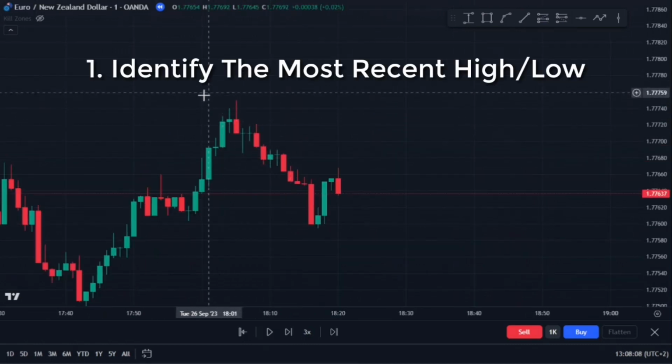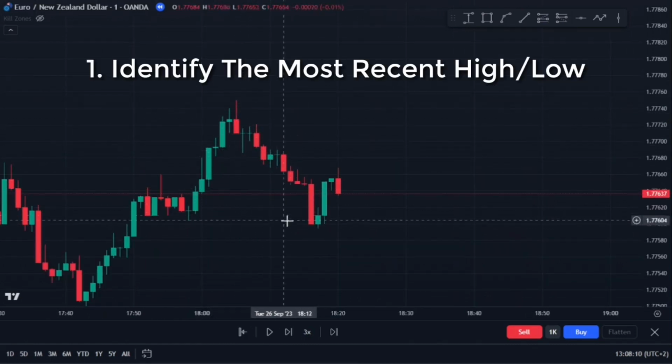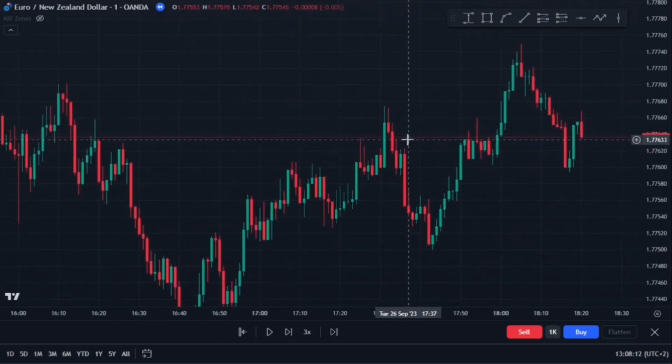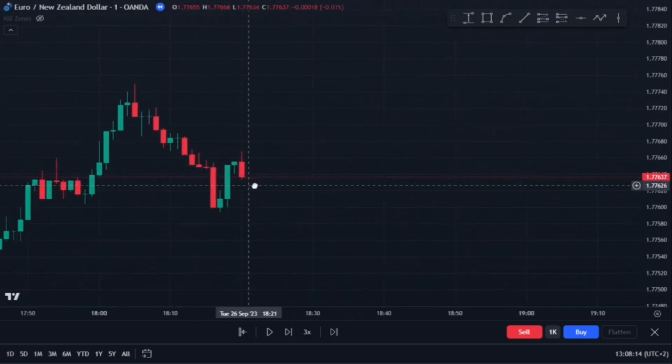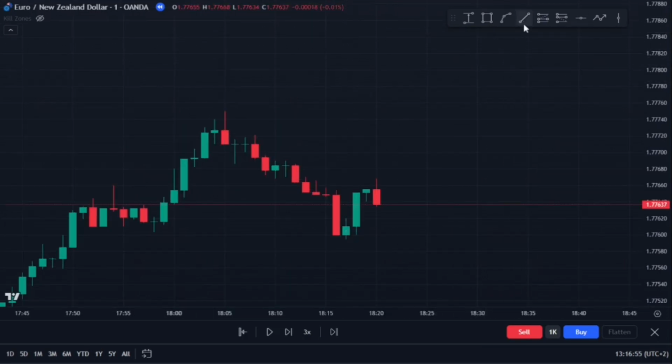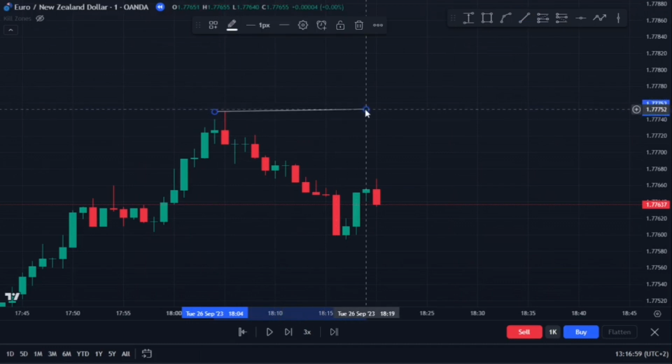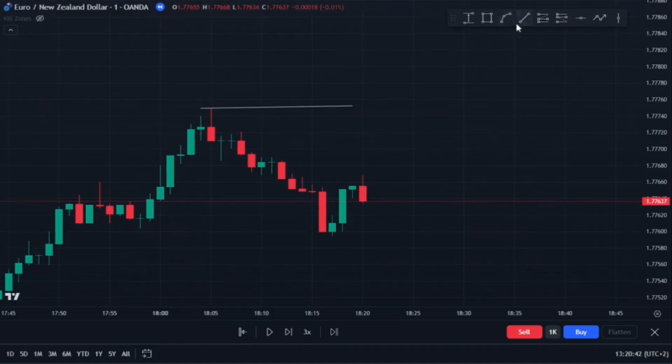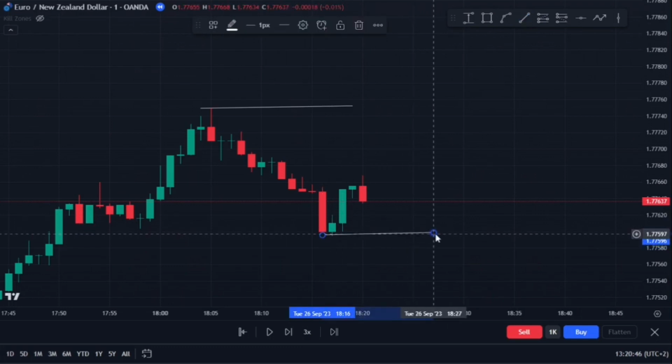So essentially we need to identify the most recent high and the most recent low on the chart. Whatever's happened in the past is irrelevant. We're focusing on what's going on right now. Once you've identified the most recent high and low on your chart, you want to mark the most recent high with a trend line, highlighting the resistance zone. Then you want to mark the most recent low with another trend line, highlighting the support zone.